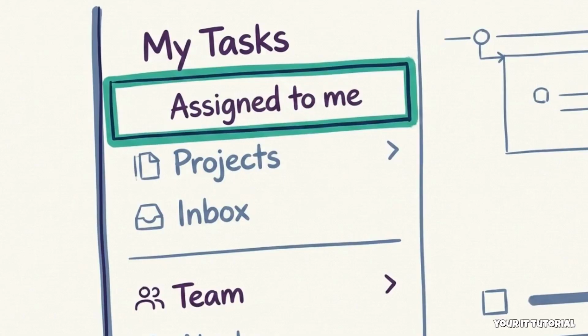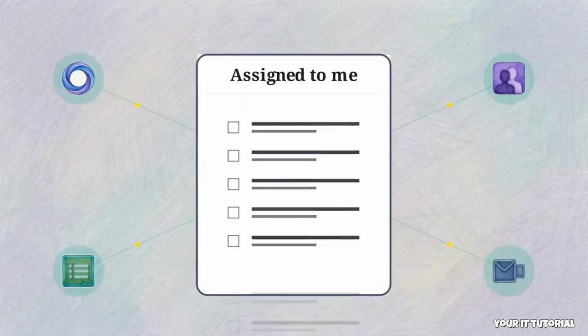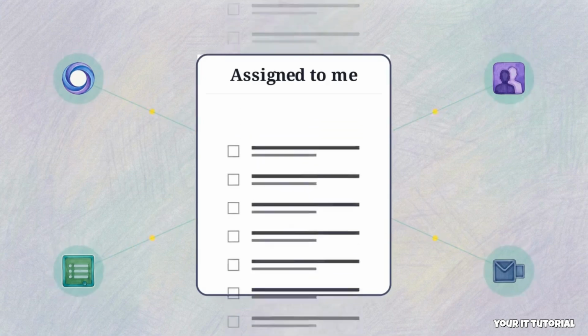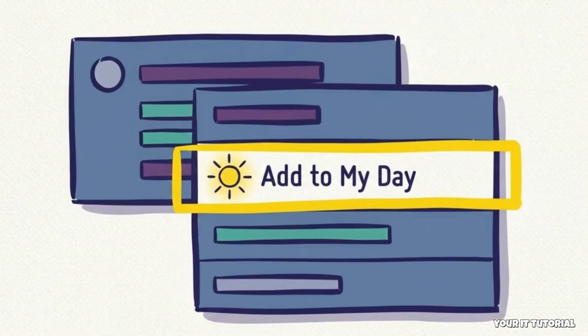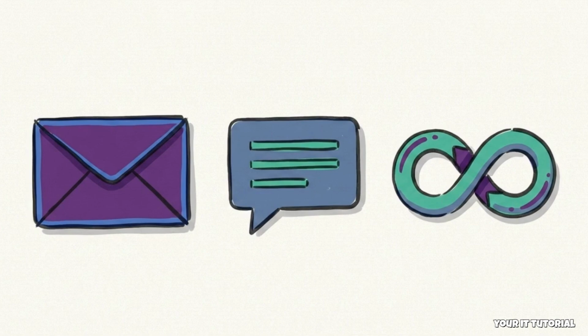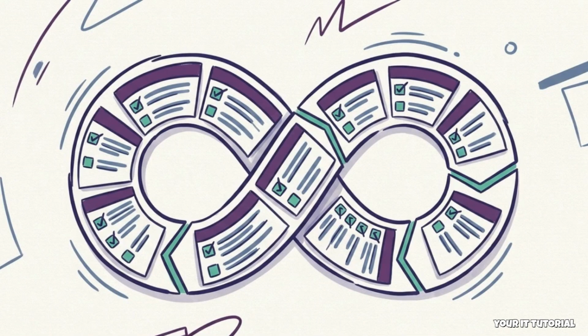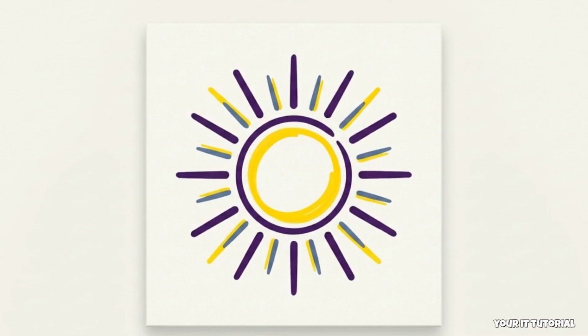To build out the rest of your day, navigate to the My Tasks menu and click on Assigned to Me. This is your master backlog of every obligation across the ecosystem. The My Day philosophy relies on intentional manual curation, where you actively choose which tasks deserve your energy today. Identify a high-priority task, right-click it, and select Add to My Day. You'll recognize it by the distinct sun icon.